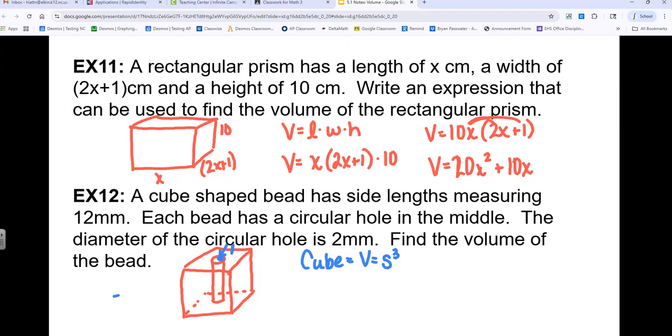Okay, so for that one, Heston, what is our side? What is our side for this one? Good. So our 12 millimeters, we're just going to cube that. And if we do 12 cubed, 12 times 12 times 12, we should get 1728. Okay, so that's the volume if the cube did not have a hole in the middle, right? Then we need the volume of the cylinder. Caden, how will we find the volume of that cylinder?